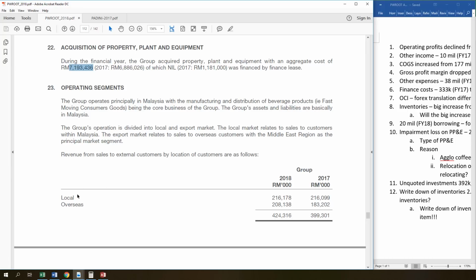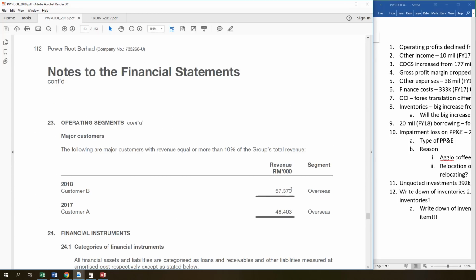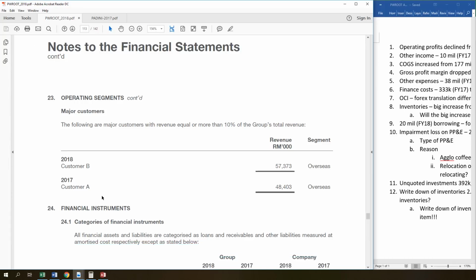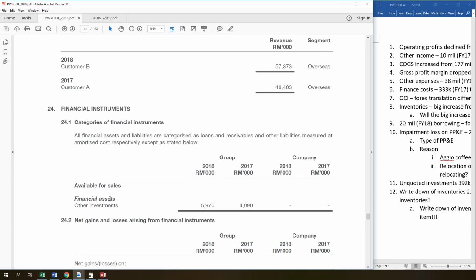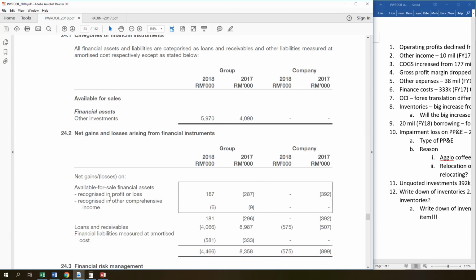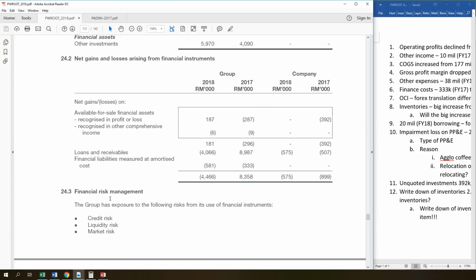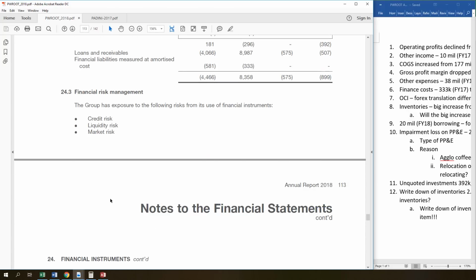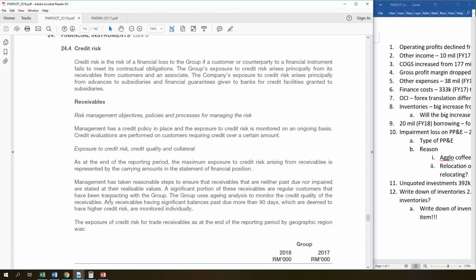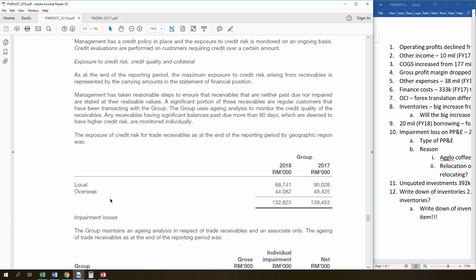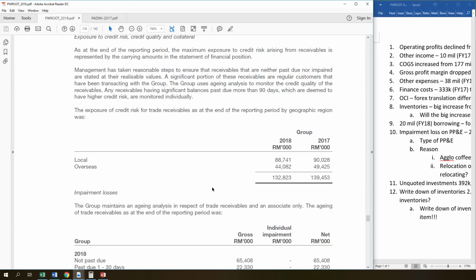Alright. Operating segments. Okay, revenue from local and overseas is about 50 to 50. And there is a major customer. Okay, not really a big deal. Let's move on to the financial instruments. Alright, nothing special here, we can skip. Alright, receivables. Oh, most of their receivables actually in local.